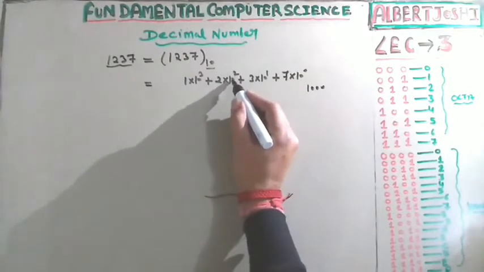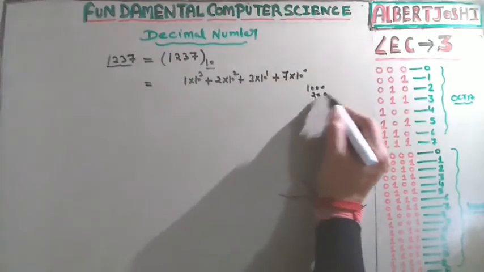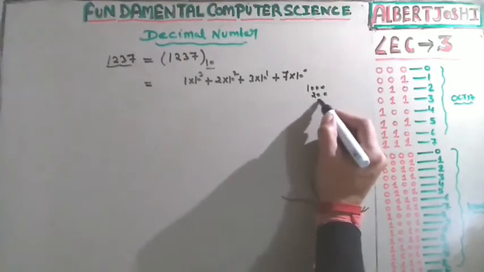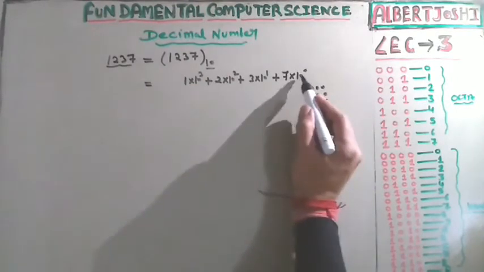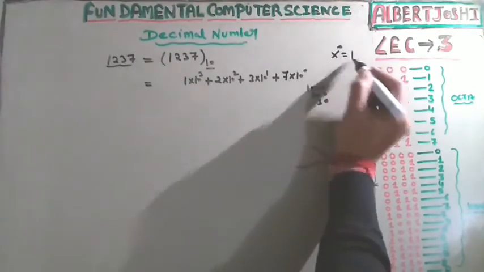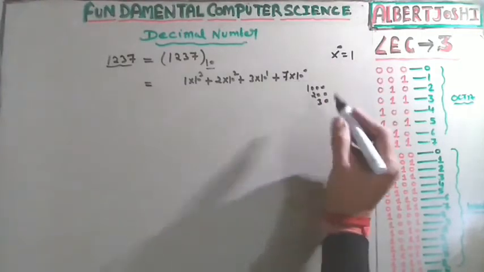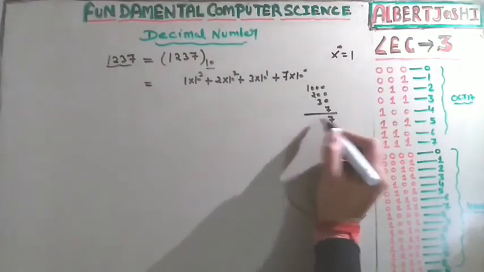10 to the power 2 is 100, and 100 into 2 is 200. Then 3 into 10 is 30. And 7 into 10 to the power 0 is 7 into 1, because x to the power 0 is equal to 1, so it is 7. If you add, you will get the same number.